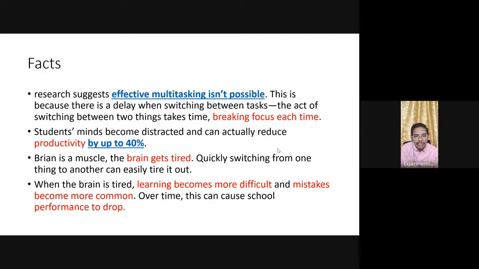So when we talk to friends or the near ones or the people who we find it very interesting, right? That is where our inspiration, our energy, everything comes back, right? So when the brain gets tired, learning becomes more difficult. Mistakes become more common, and performance starts to drop.